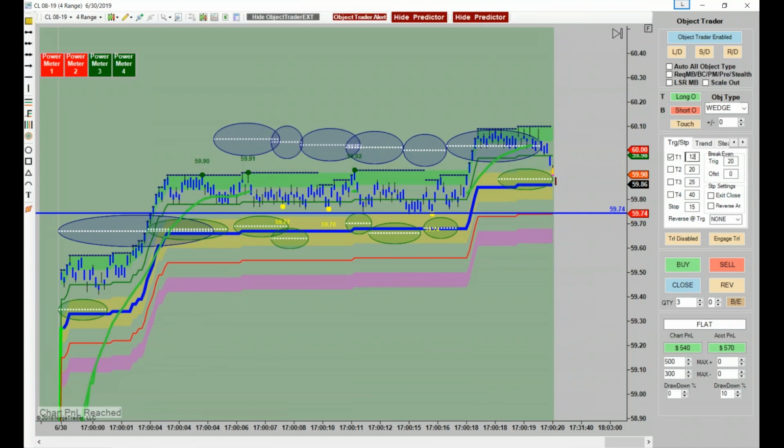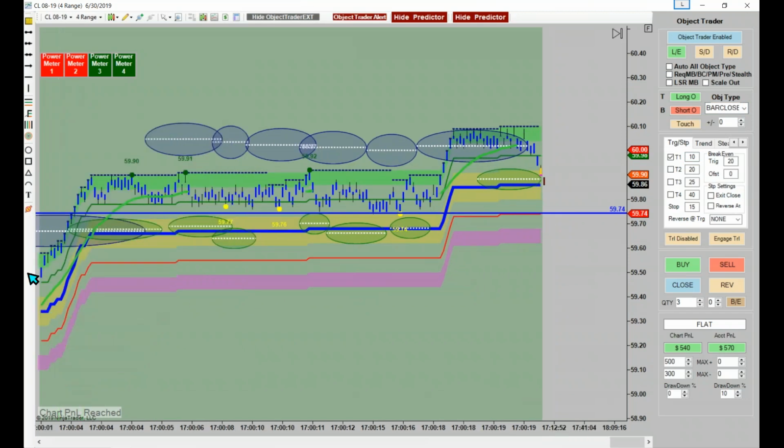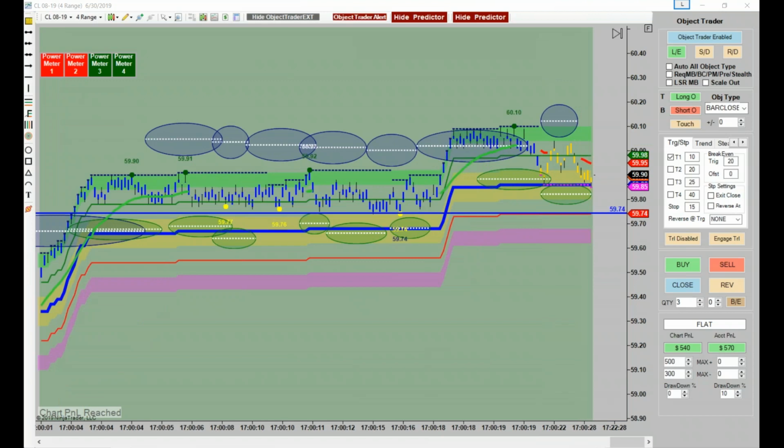Let me just show you something here. Let's just go for 10 ticks only, and let's do bar close, long, and see if we can get 10 ticks. That's right at mid-band. Well, why didn't that bar close me?